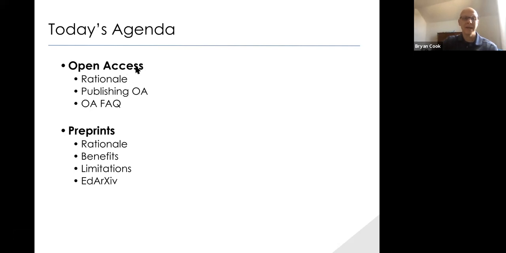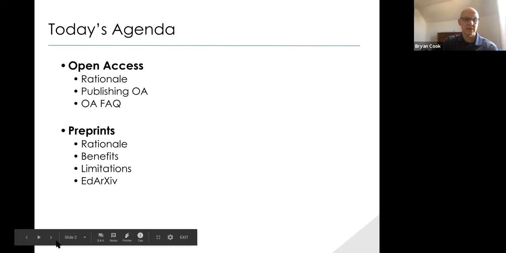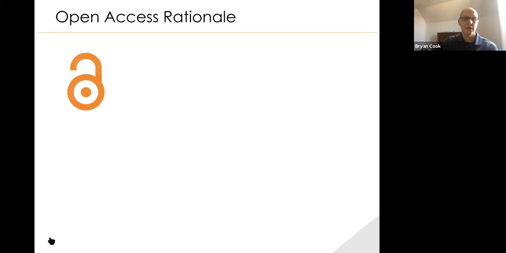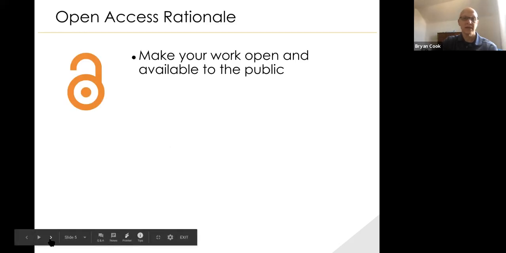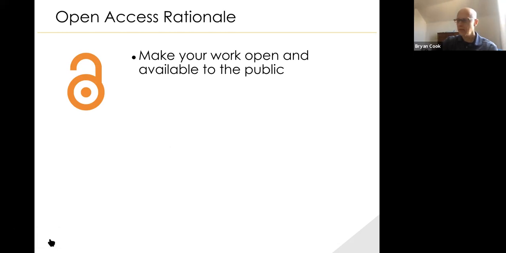We'll go over open access and then talk about preprints, which is a form of open access, and I think one that we really strongly recommend. So open access. The rationale for open access is to make your work open and available to the public.